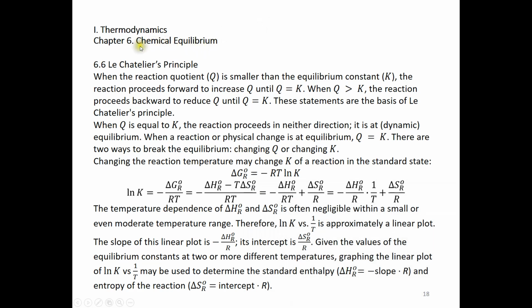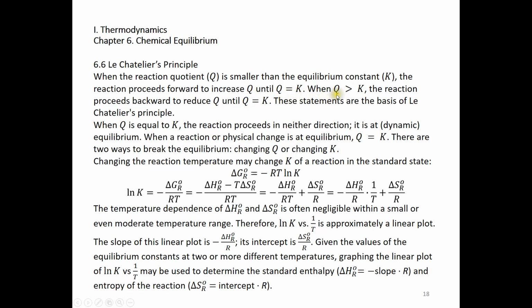Chapter 6, Chemical Equilibrium. Section 6.6, Le Chatelier's Principle. When the reaction quotient Q is smaller than the equilibrium constant K, the reaction proceeds forward to increase Q until Q is equal to K. When Q is greater than K, the reaction proceeds backward to reduce Q until Q is equal to K. And these two statements are the basis of Le Chatelier's Principle.